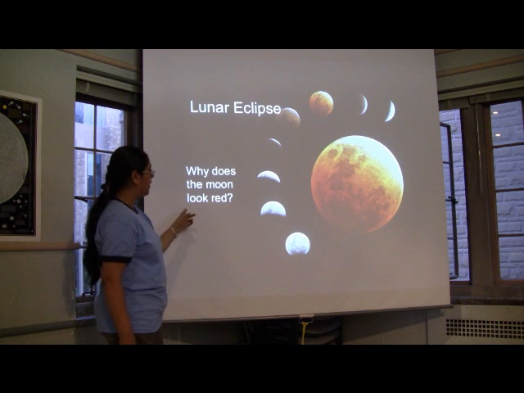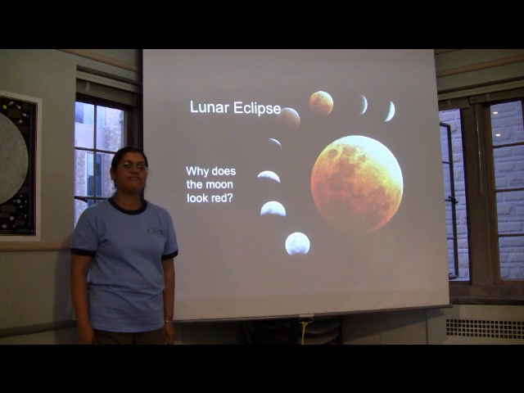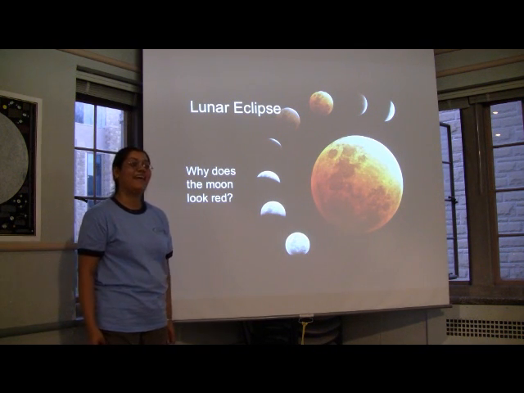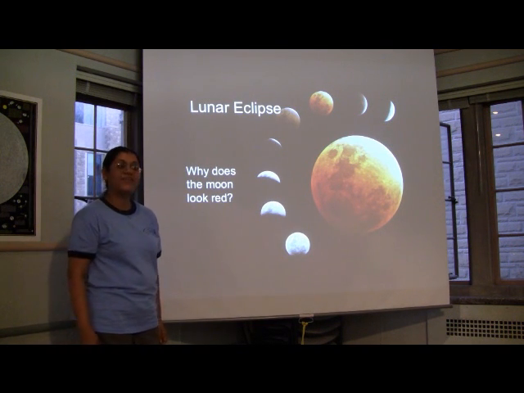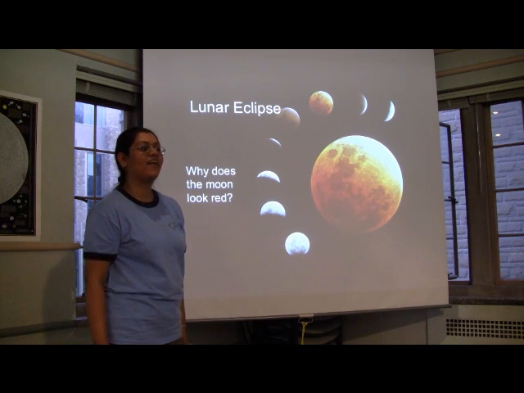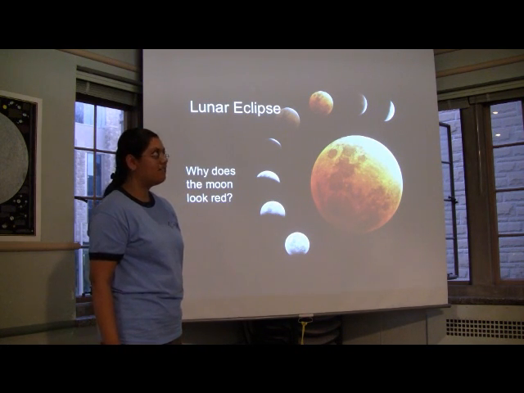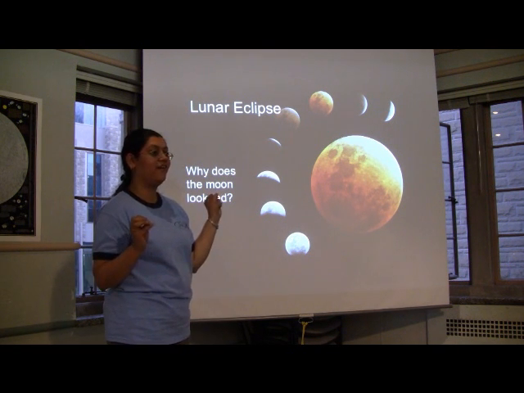And any idea why the moon looks red during a lunar eclipse? Because it's hot? Not quite, it's actually very cold. Second guess: the sun is shining at it. No, but I mean, that's true. The sun is shining on what?